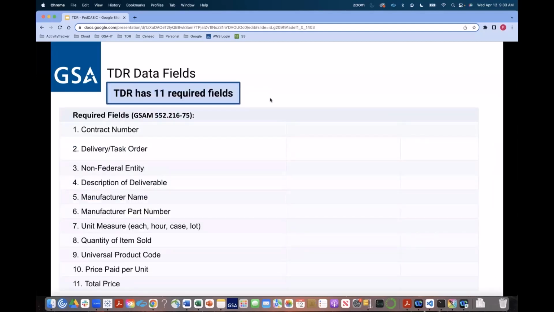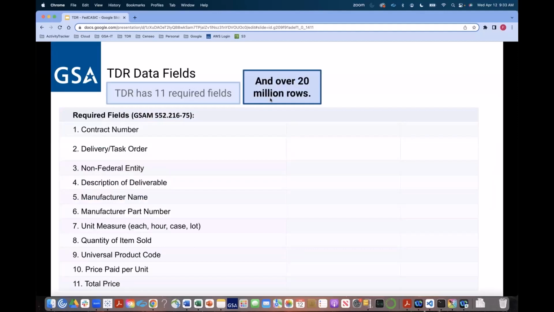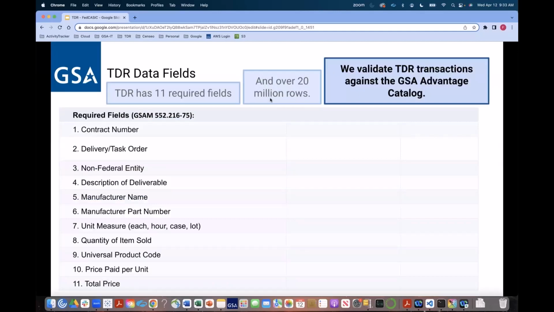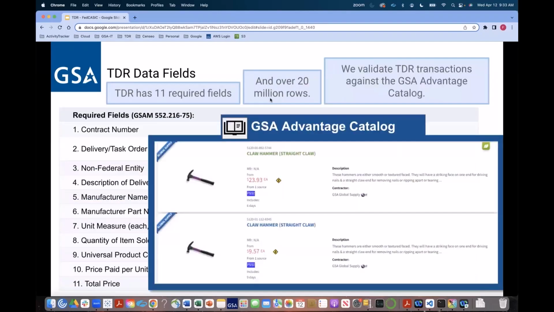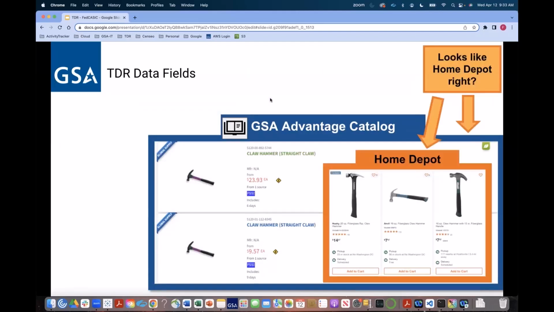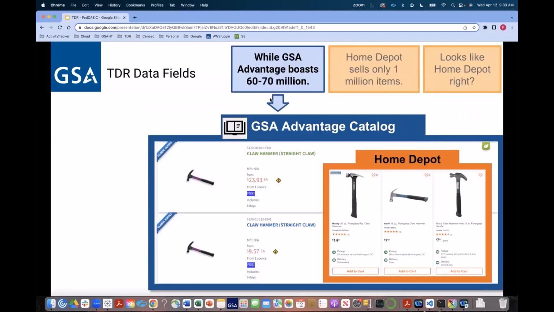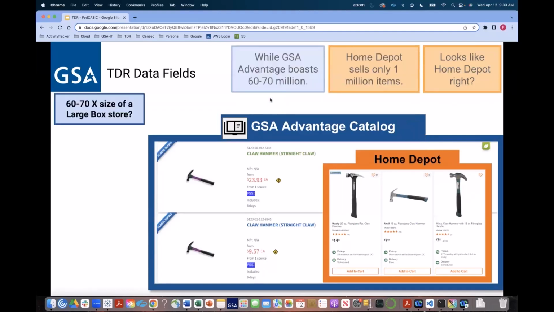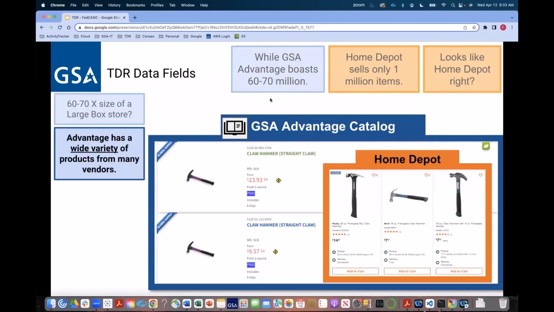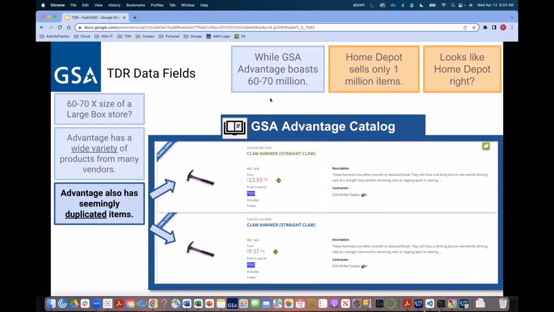So now we're going back to the 11 fields. These 11 fields within our data are over 20 million rows. We validate each TDR transaction against the GSA catalog. The catalog looks more or less like this, kind of like Home Depot, right? But Home Depot sells 1 million products. GSA sells 60 to 70 million, which is 60 to 70 times the size of the large box stores. Why is that? Well, GSA Advantage probably does have a wider variety of products, and they're all sold from different vendors.